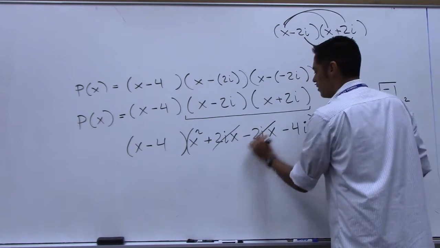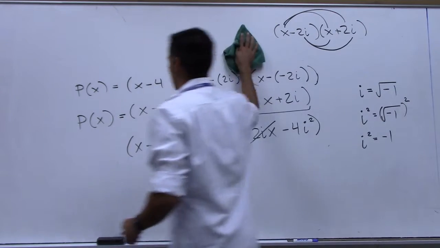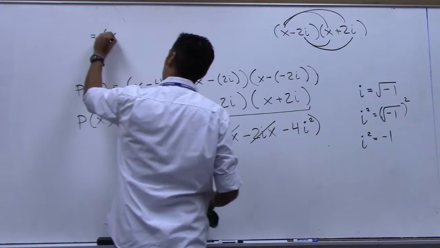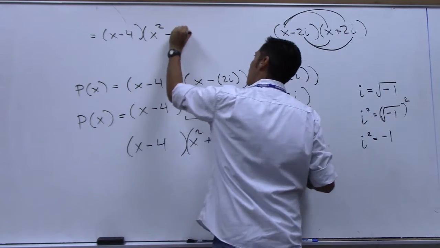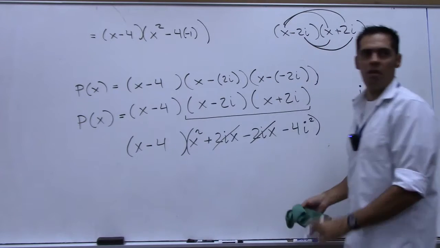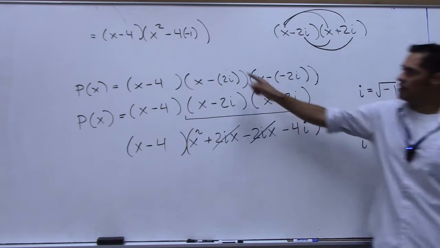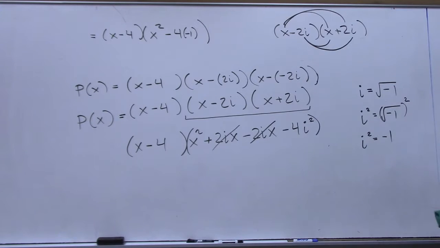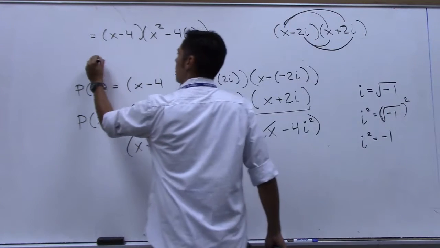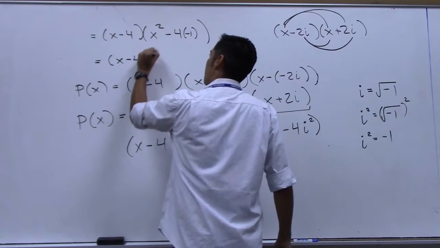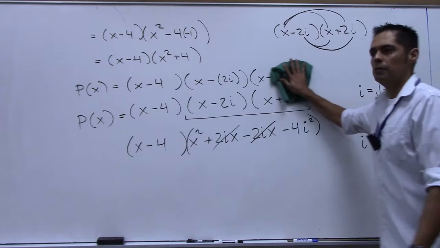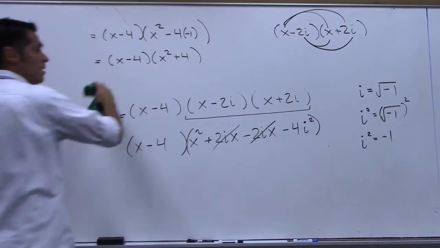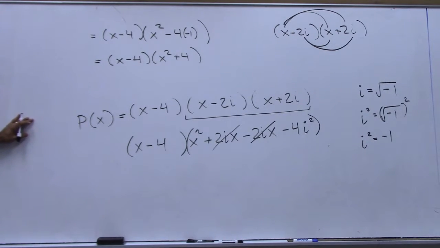So these are going to cancel. I'll just continue up here. I have x minus 4 times x squared minus 4 times negative 1. I'm going kind of slow on that. I squared is negative 1, so I replace it right here. And then negative negative is plus. So we have x minus 4 times x squared plus 4. Are we done? No, we got to multiply those two out. Are there any questions on how I got to that? Okay.